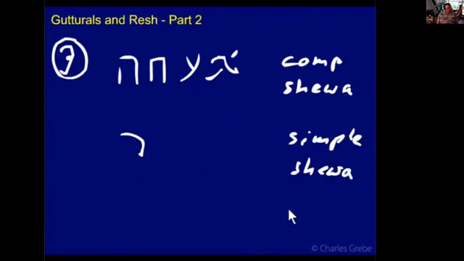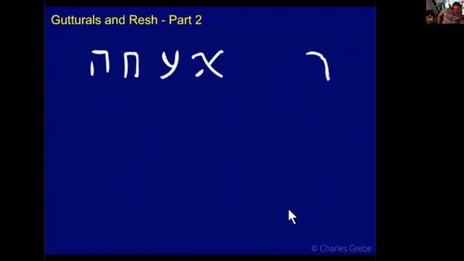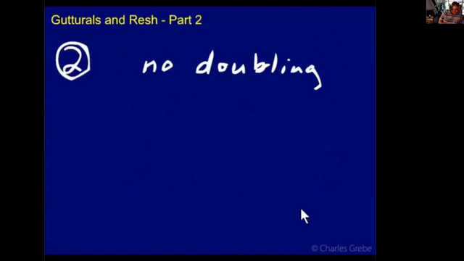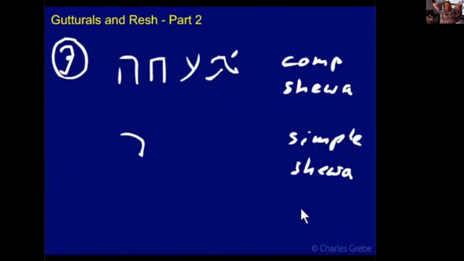So, the characteristics of gutturals and resh are that they tend to take A vowels, except for aleph, which likes E vowels. There's no doubling, none of them can double, and this will have consequences when you have a word that normally doubles in a certain place. If there's a guttural or resh there, then it won't double and you'll get other things that happen instead of it, potentially. And thirdly, they will take a composite shava, the gutturals that is, while resh can take a simple shava.